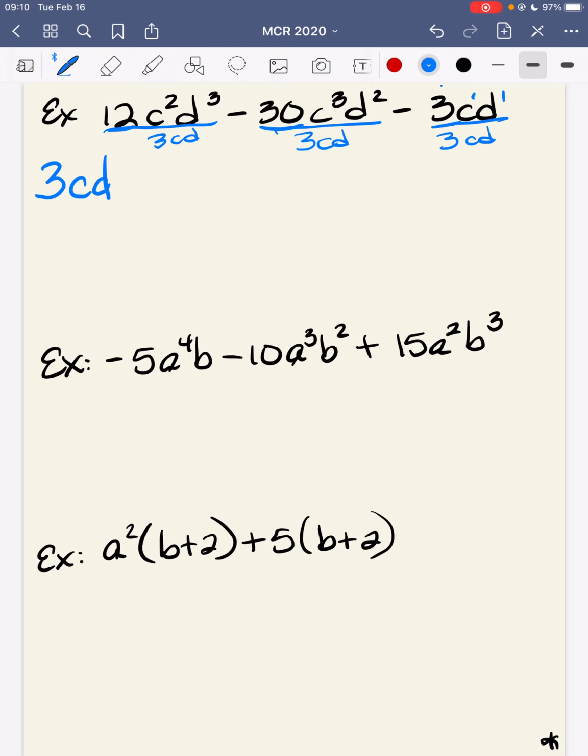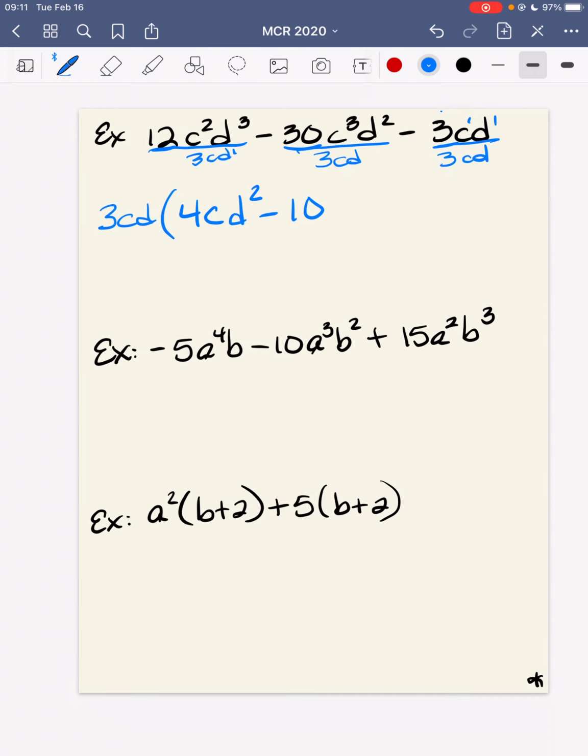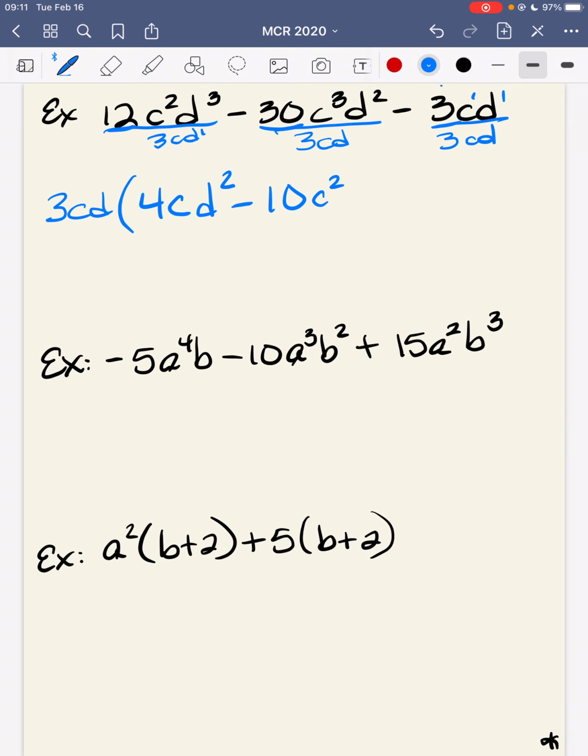All right, I'm going to go ahead and just move this down a little bit. All right, I'm going to go ahead and do my division. So I have 4CD squared, because I have 2 of them, 3 minus 1, minus 10 C squared D, and then minus.